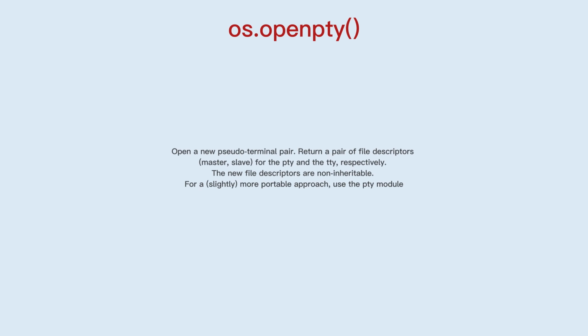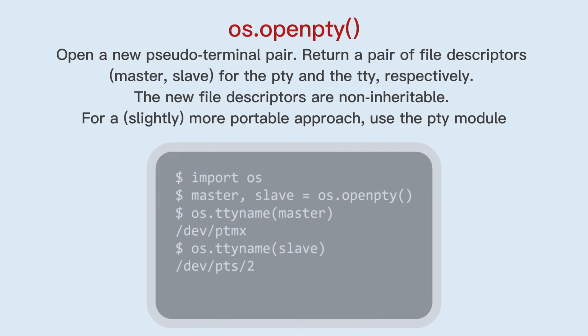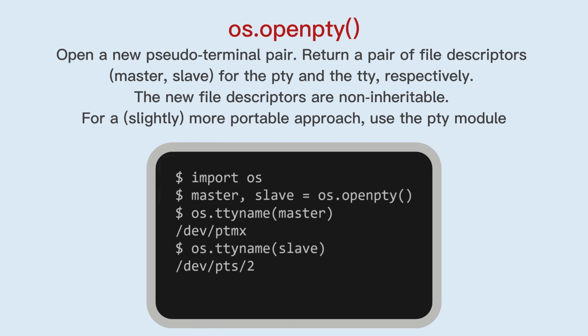os.openpty. Open a new pseudo-terminal pair. Return a pair of file descriptors, master and slave, for the pty and the tty, respectively. The new file descriptors are non-inheritable. For a slightly more portable approach, use the pty module.